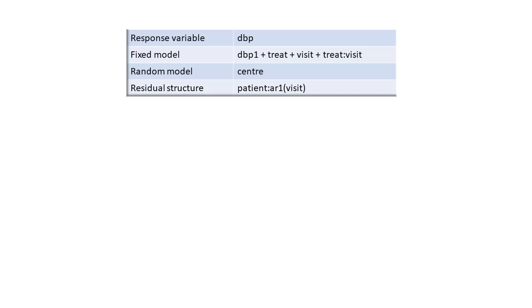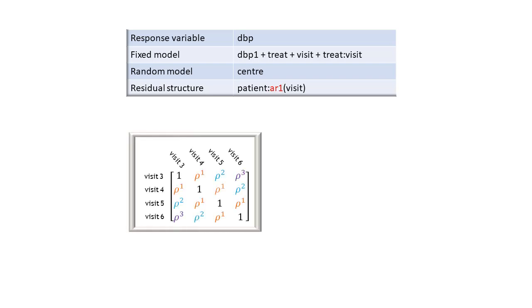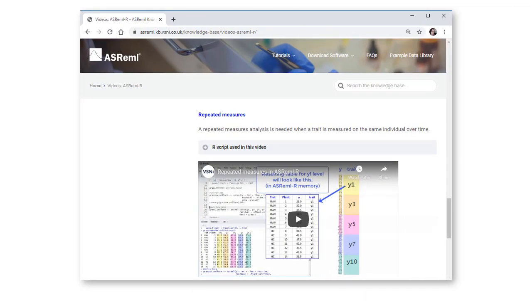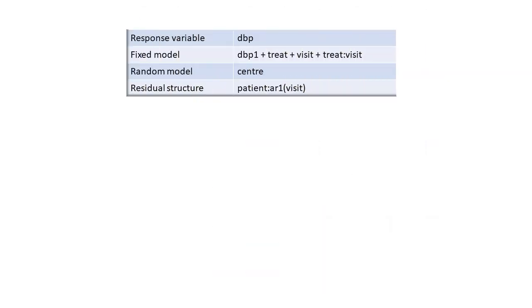A plausible model for many repeated measures datasets with equally spaced time points such as ours is the first order autoregressive model, AR1. So, we'll assume that residuals from the same patient over the visits will be correlated based on the AR1 variance model. You can learn more about modeling the correlation structure of repeated measures data by watching our repeated measures video on the ASReml knowledge base. Now that our model is completely defined in terms of the fixed and random models and the residual structure, we are ready to fit our model in ASReml-R4.